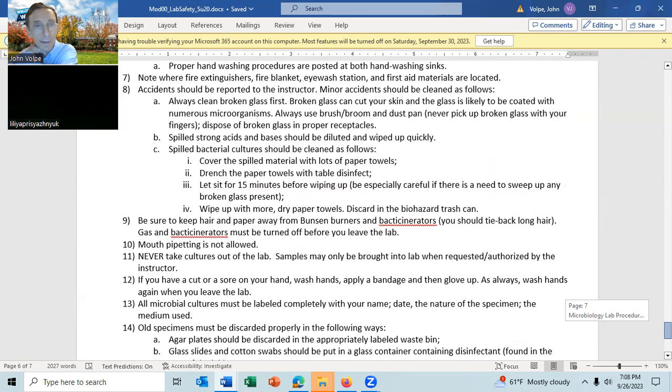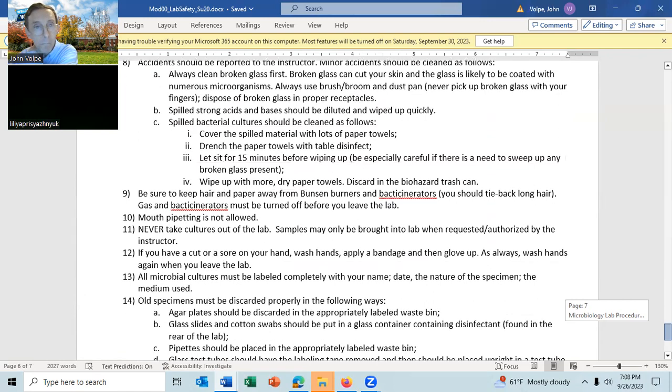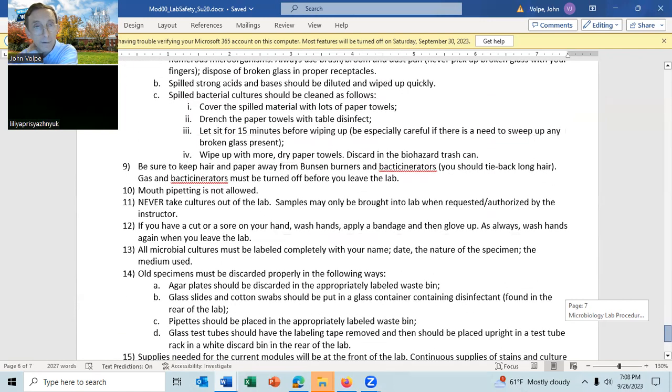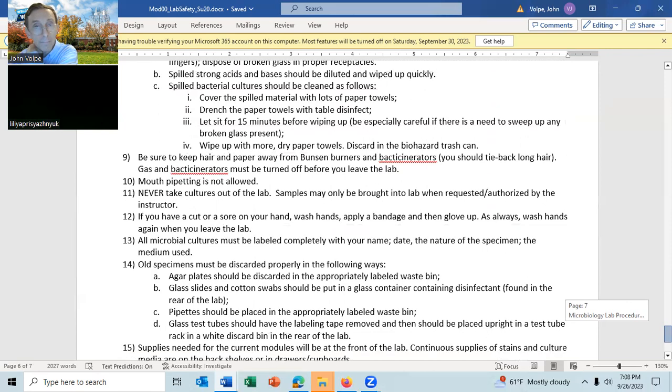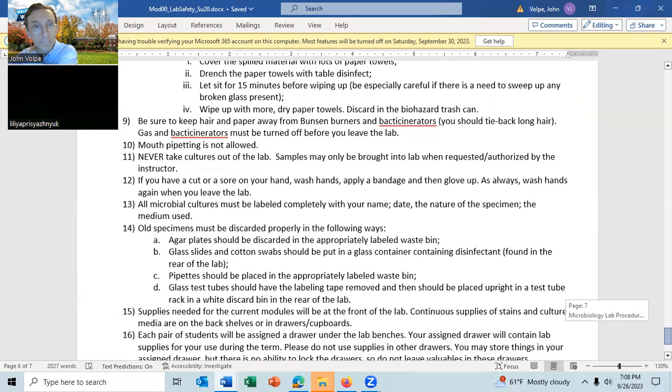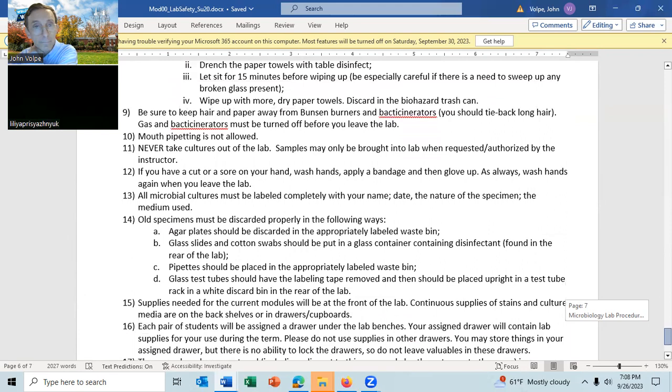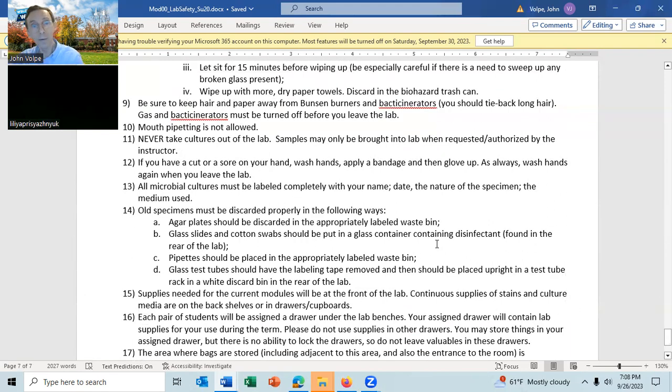Accidents, I won't go over that. Never take cultures out of the lab. Okay, here's one. All microbial cultures must be labeled completely with your name, the date, the nature of the specimen.